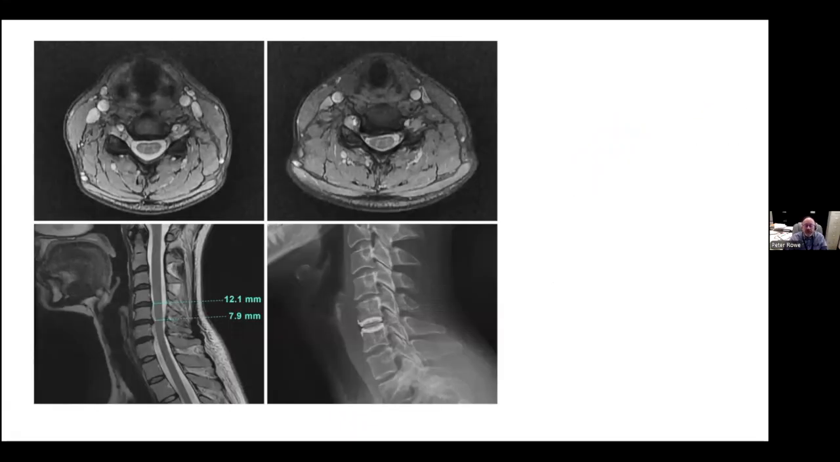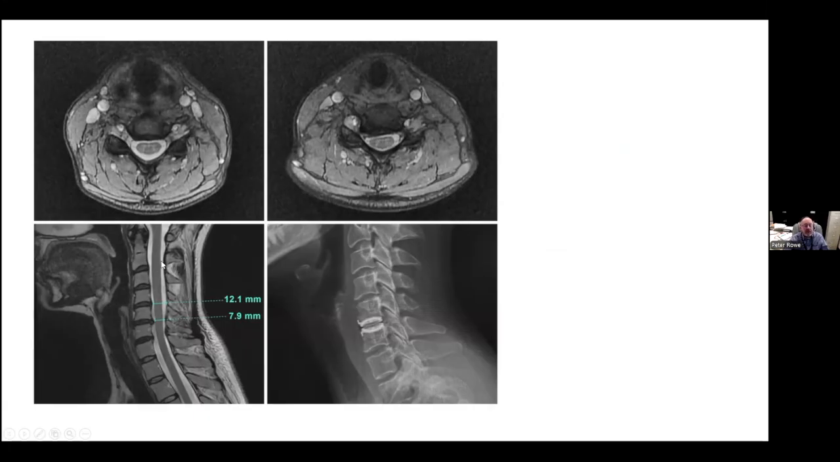The third of the patients had milder disease. Here's her MRI. You can see that above the area of disc bulge, she had a 12 millimeter cervical canal. At the point of the disc compression, she was down to 8 millimeters. Her neurologic exam was normal.